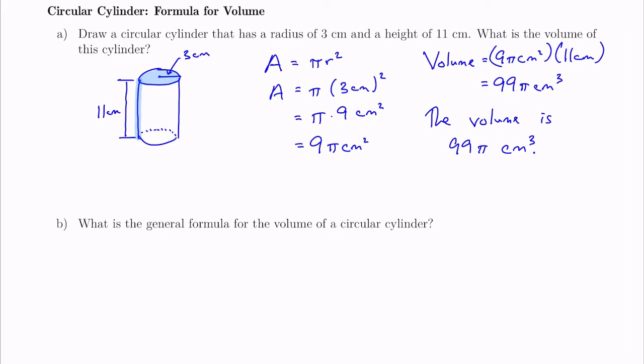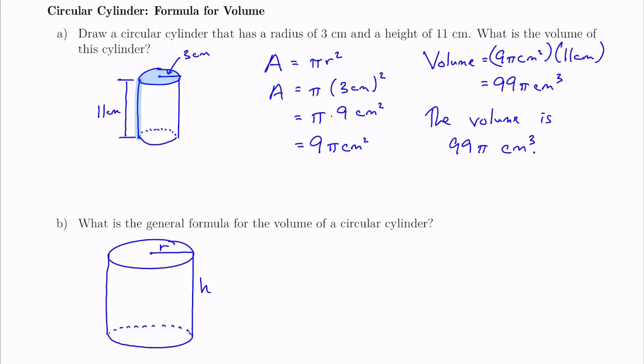In Part B, what is the general formula for the volume of a generic circular cylinder? Well, if we begin by drawing another circular cylinder, but instead of labeling the radius as 3 centimeters or with a specific value, we just call the radius r, and from that we add a certain height, and we call that height h, the volume formula for any circular cylinder is the area of the top, pi r squared, times the height h. So V equals pi r squared h.